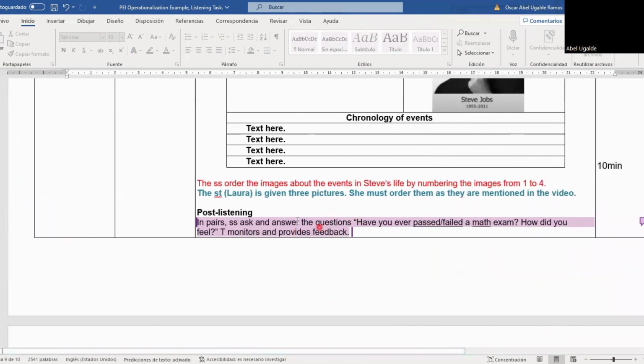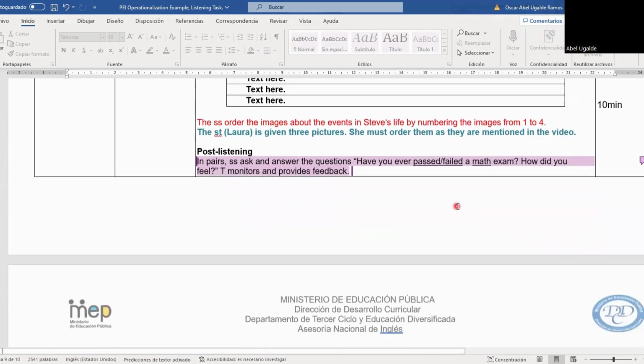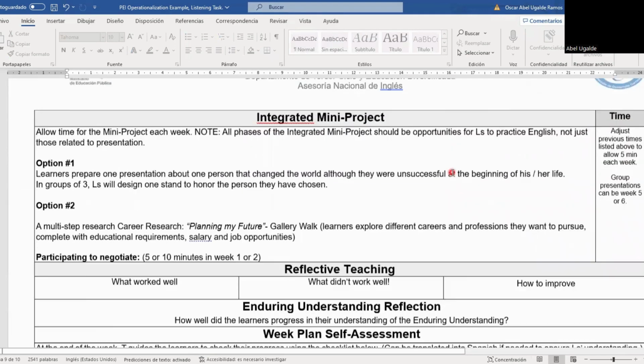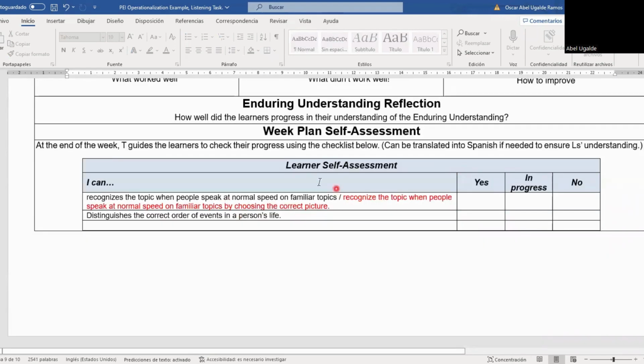So for the last activity, they have to talk about the questions, practice asking and answering the questions. Have you ever passed or failed a math exam? Or how did you feel? The teacher is going to group these students, Laura, Oscar, and Ignacio, in a very smart way, choosing those other students who could work as tutors or mentors or just guides, right? We have the learner assessment at the end.